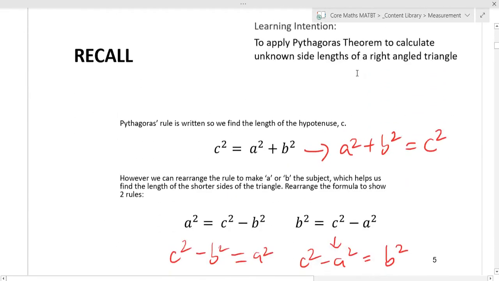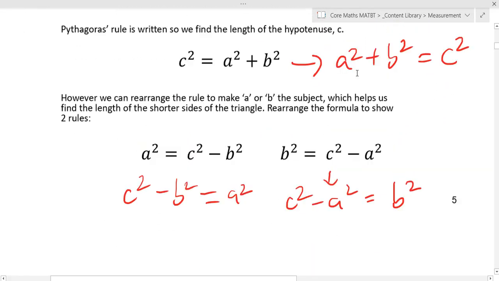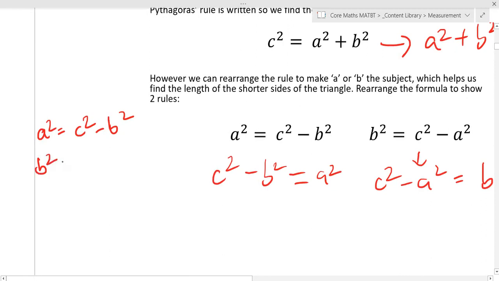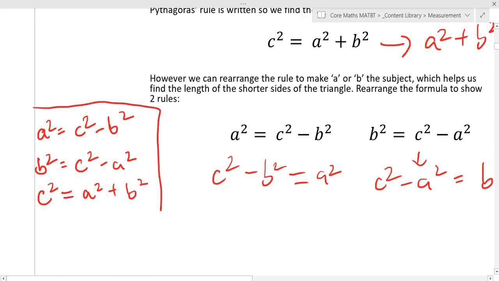The way that I like to do it, and if you want to write this as well, is that if you're looking for the A side, you go A squared equals C squared take away B squared. That's if you're looking for A. It's basically the same as this. If you're looking for B, go B squared equals C squared take away A squared. And if you're looking for C, it's the normal one: C squared equals A squared plus B squared. So the main thing you probably want to look at is these. Depending on which side is missing, if you're looking for A, use this. If you're looking for B, use this. If you're looking for C, use this.